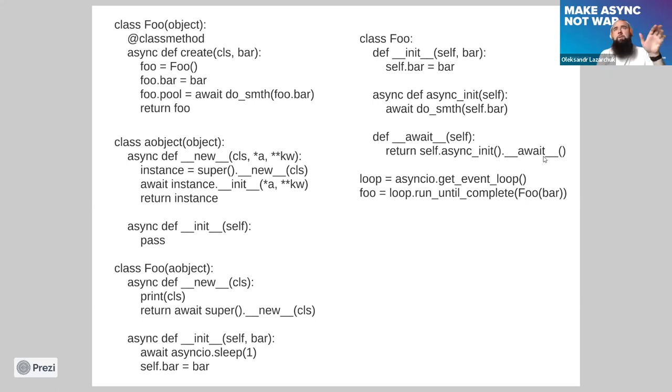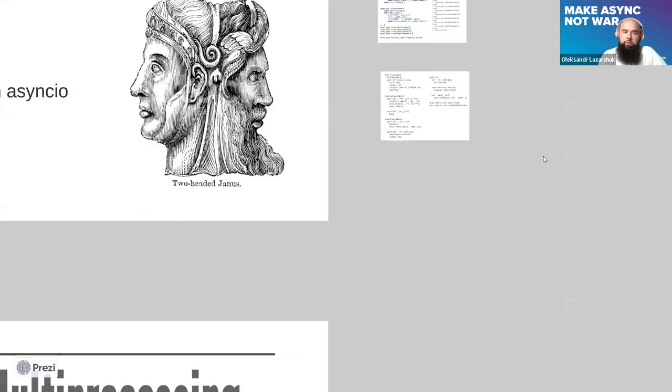There are many other examples. You know about __aenter__, __aexit__, __aiter__, and so on. So you could call await with, async with, async for, and many other things. So it's very easy to find something.